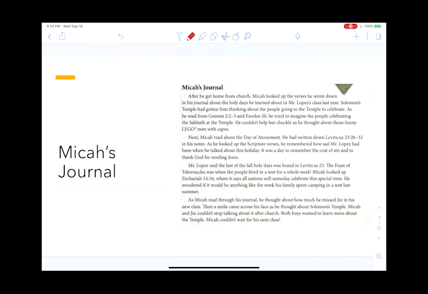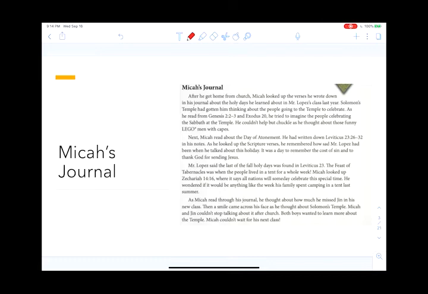Mr. Lopez said the last of the fall holy days was found in Leviticus 23. The Feast of Tabernacles was when the people lived in a tent for a whole week. Micah looked up Zechariah 14:16, where it says all nations will someday celebrate this special time. He wondered if it would be anything like the week his family spent camping in a tent last summer.